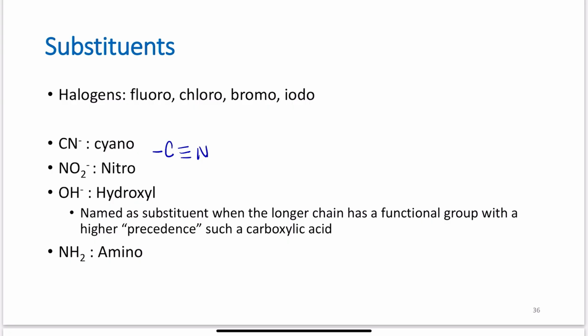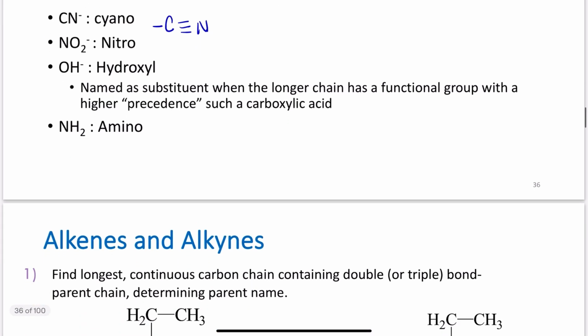If we have an NO2 attached, we call it nitro. If we have an OH attached and it's not an alcohol group, if it's being named as a substituent, sorry, that word is hard tonight, with a different functional group that's not an alcohol, we call it a hydroxyl group. If we have an NH2, we call it an amino group.